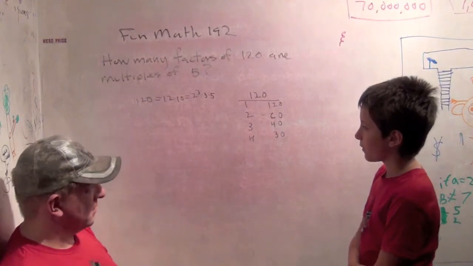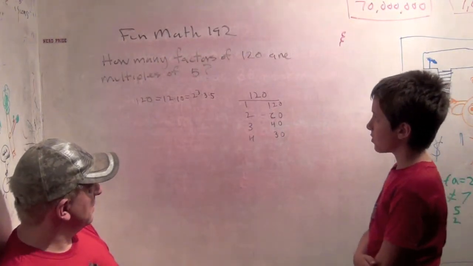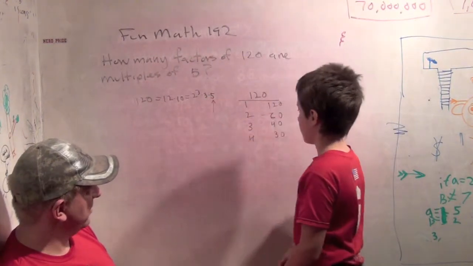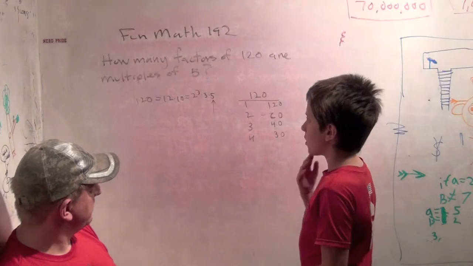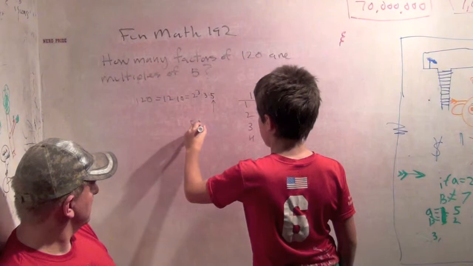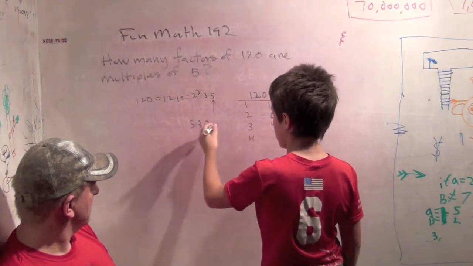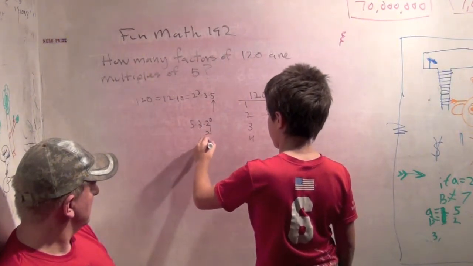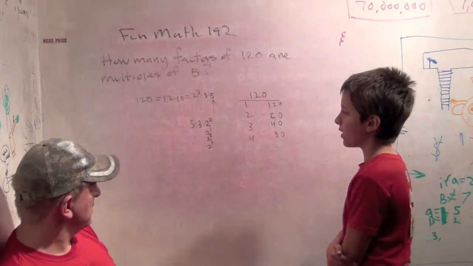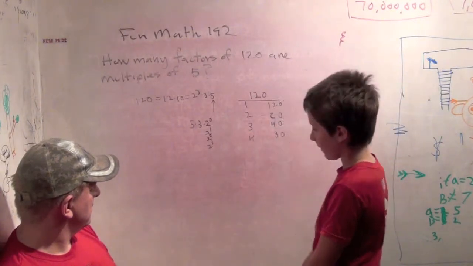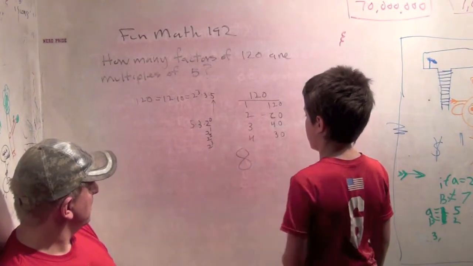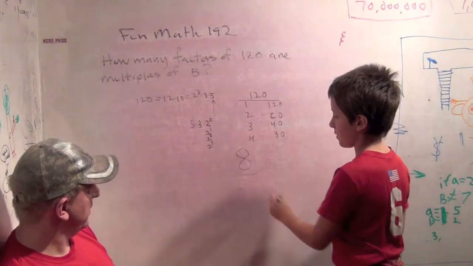All right. So to make it a multiple of 5, we have to include the 5. So we could do 5 times 3 times either 2 to the 0, 2 to the 1, 2 squared, or 2 cubed. That's 4. Or we can do without the 3, which would add another 4. So I think it's 8. You think it's 8. Okay.